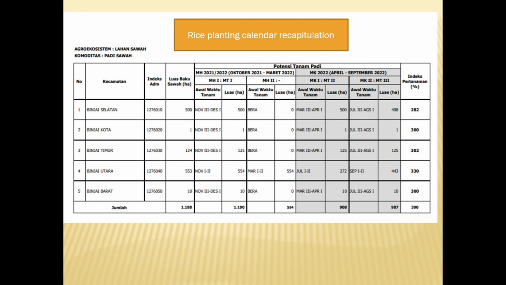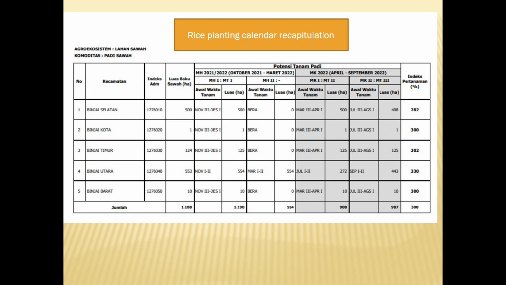Then in the second planting season, South Binjai is light fallow, Binjai City is light fallow, seeds couldn't be planted. East Binjai is also like that, but North Binjai could plant new seeds. So in March, the second planting season, the only one that could be planted was North Binjai with an area of 554 hectares. Then how is the planting season in 2022 from April to September? Binjai City could not. West Binjai only lies 10 hectares.